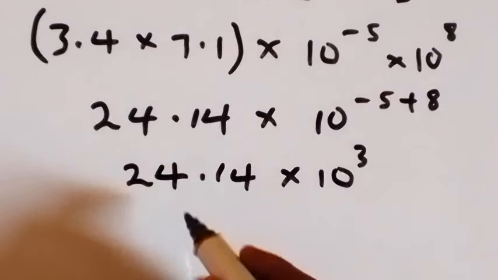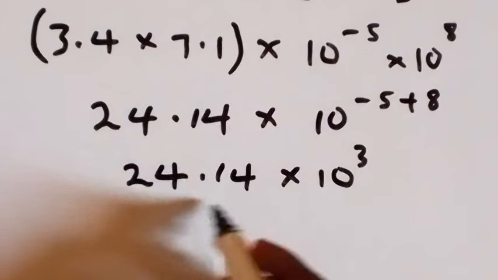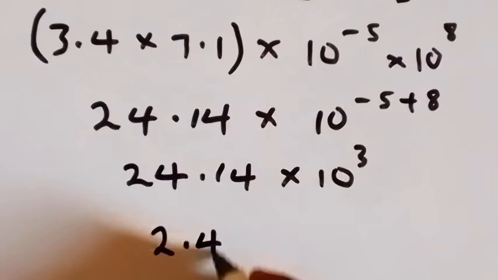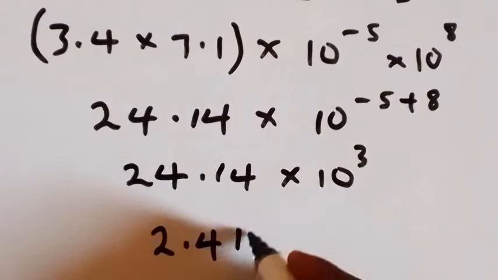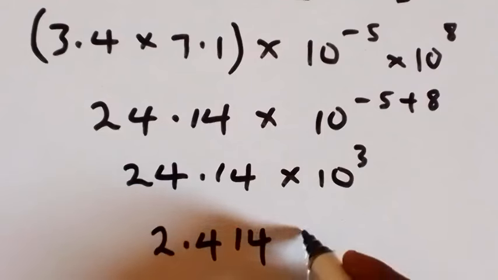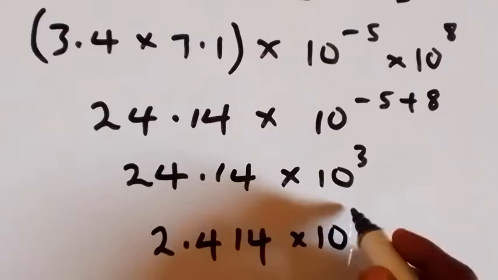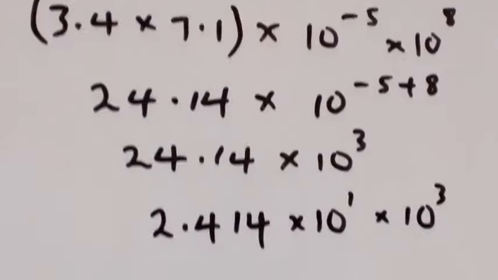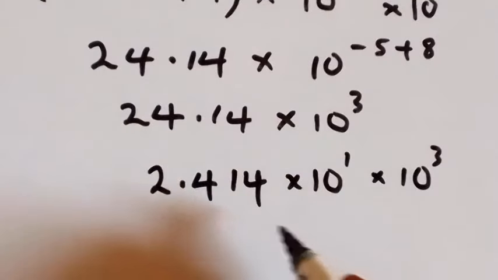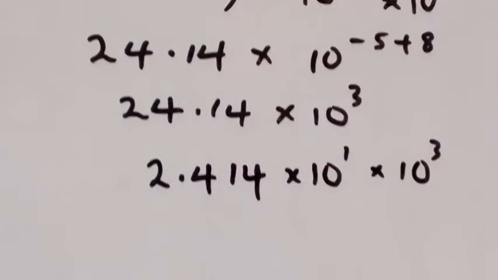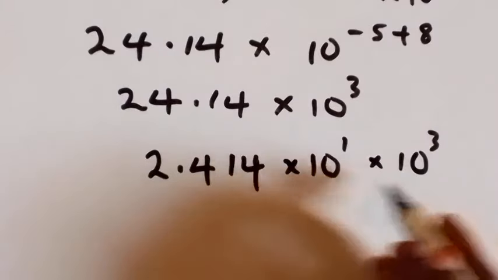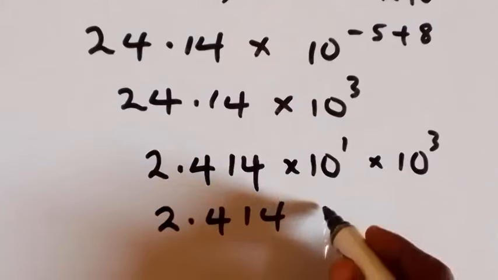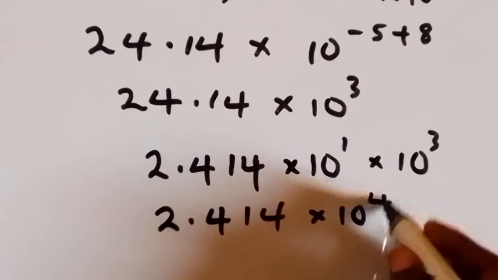Now, to write this in standard form, this number has to be between 1 and 10. So we have 2.414 times 10 raised to the power 1 here, then also times 10 raised to the power 3. Because here we shifted it just 1, so that's times 10 raised to the power 1. And from here, we have 2.414 times 10 raised to the power 4.